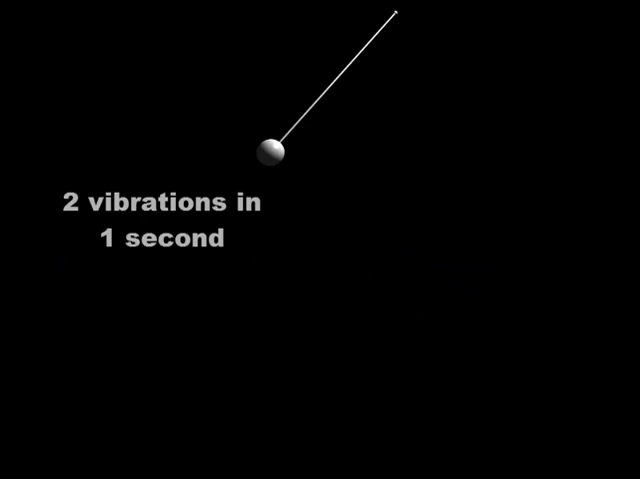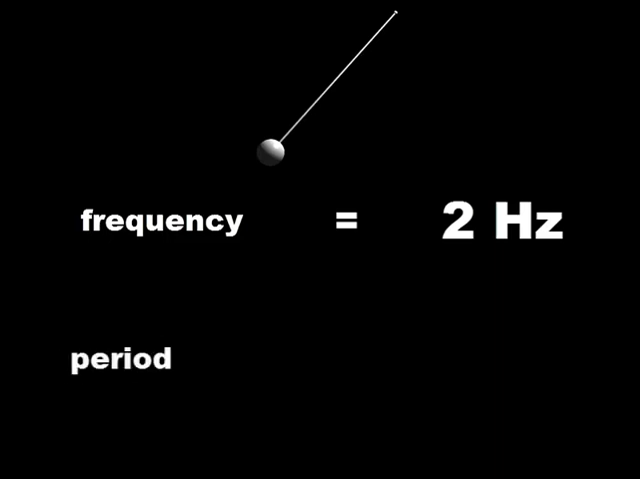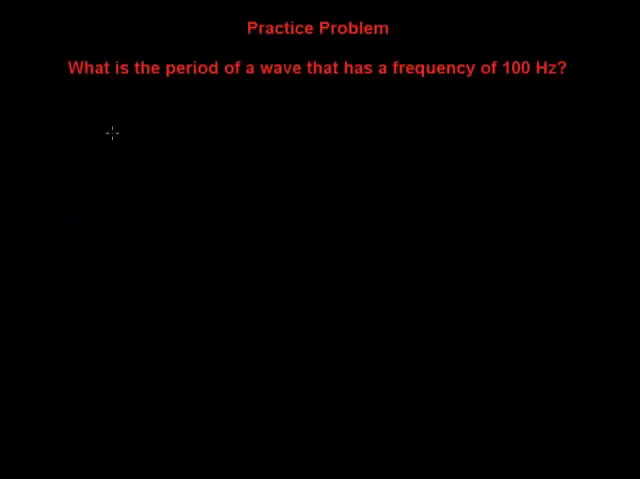If a pendulum makes 2 vibrations in 1 second, its frequency is 2 hertz. That means the time it takes to make 1 vibration, its period, is half a second. Let's practice using this relationship. What's the period of a wave that has a frequency of 100 hertz?